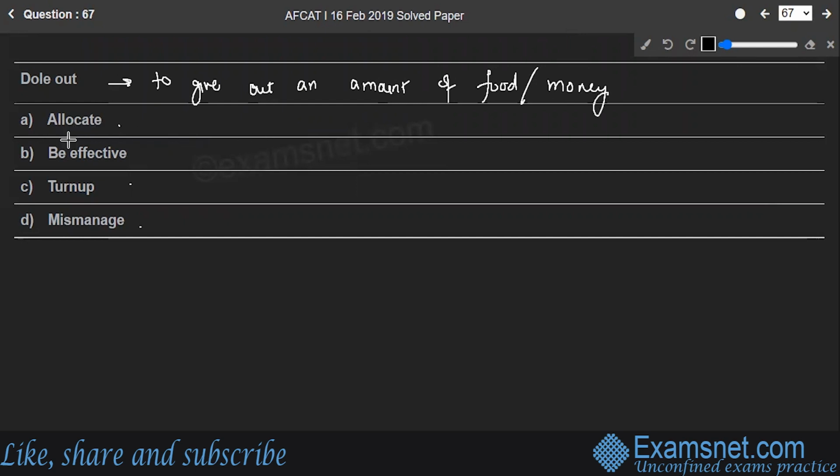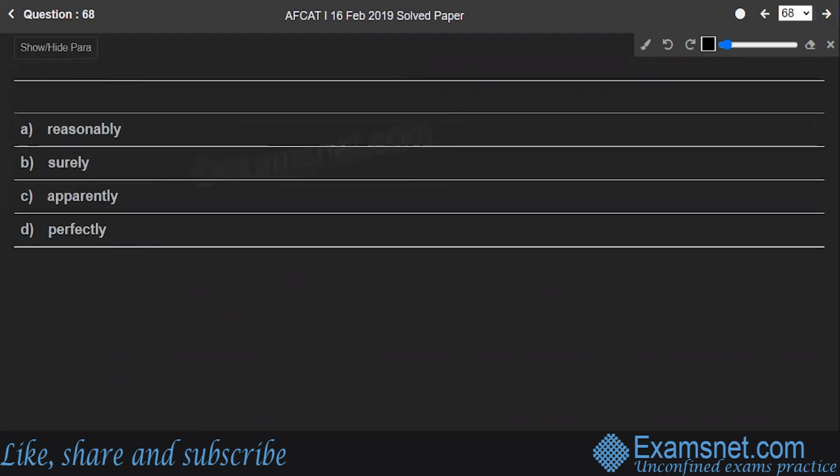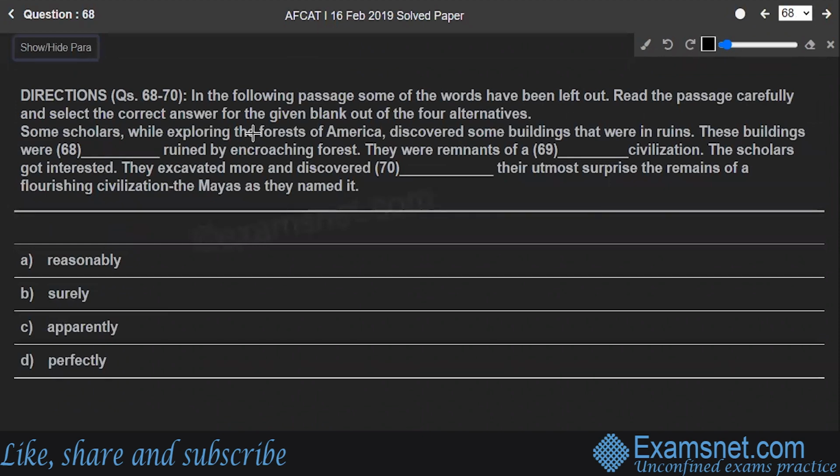So looking at that one, be effective, turn up, mismanage are the wrong ones. Allocate is the correct answer for the word dole out. Hope you're clear. Next is question number 68. Again, we are having a paragraph. Now there are certain blanks, 68 to 70. We are having 3 blanks over here and you have to find out what will come in the place of the question mark. Let's go with this.